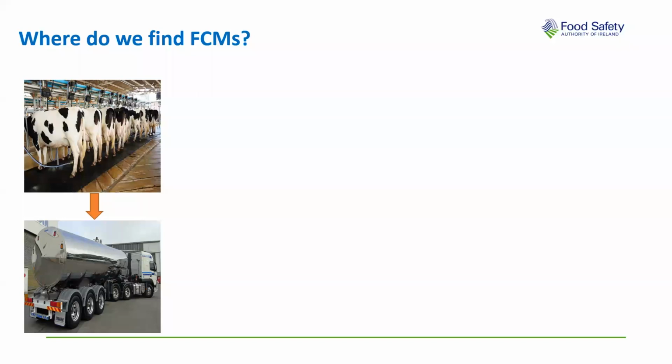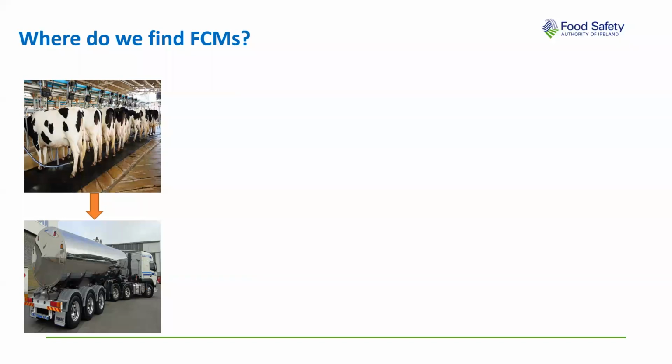Where do we find FCMs? Very often, I think there's a misconception about FCMs that they're simply packaging. And while packaging is a very, very key component of the FCM environment, it's not the case that it's just packaging. And what I hope to get across in this slide to everybody on the webinar today is that FCMs are found at practically every stage in the food chain. So what I'm going to do is use an example of milk production to illustrate this point.